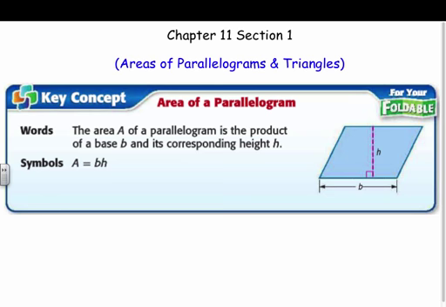Today we're dealing with areas of parallelograms and triangles. And I know you're thinking, hey, Mr. Etzel, we're in geometry now. I already know how to do a parallelogram and a triangle. Well, I got you because you learned this stuff in like 6th grade.